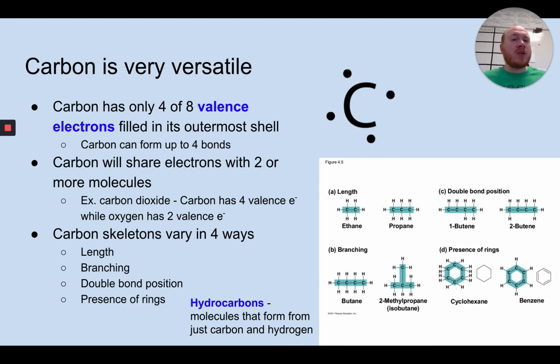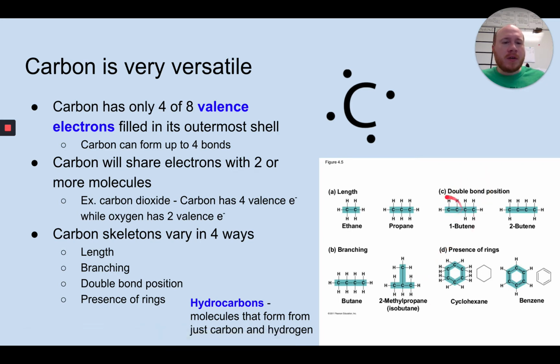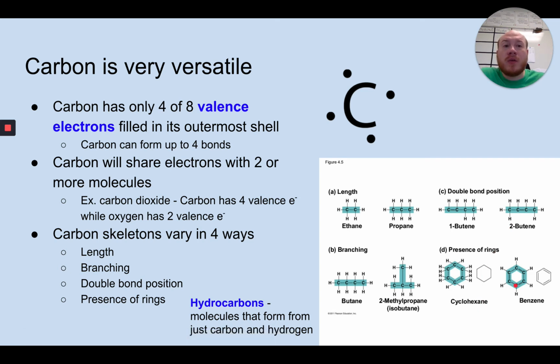They can branch, where, in the example here, we have 2-methylpropane, which is a branched carbon skeleton. You can have double bonding, so 1-butene and 2-butene; they're kind of hard to see, but there are little double bonds between the carbons. And then finally, there's also the presence of rings. Benzene is an example of a ring in carbon. Another ring would be glucose, but it's also got some other stuff going on.